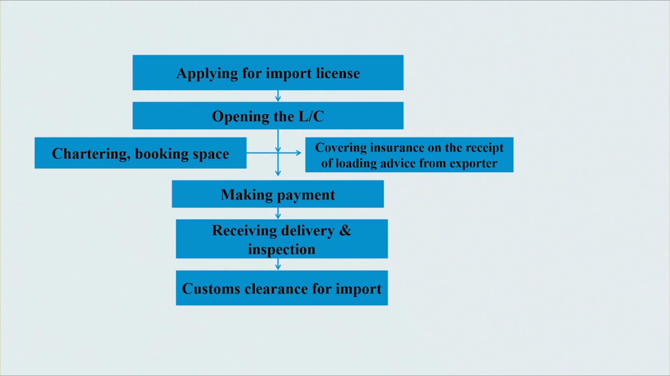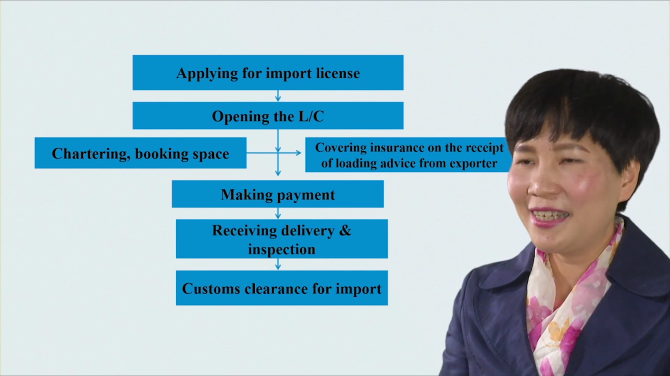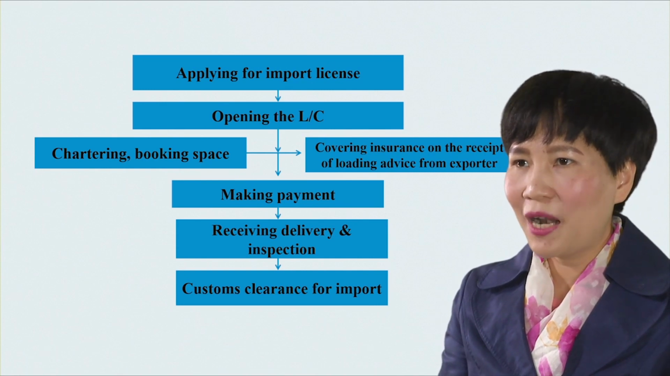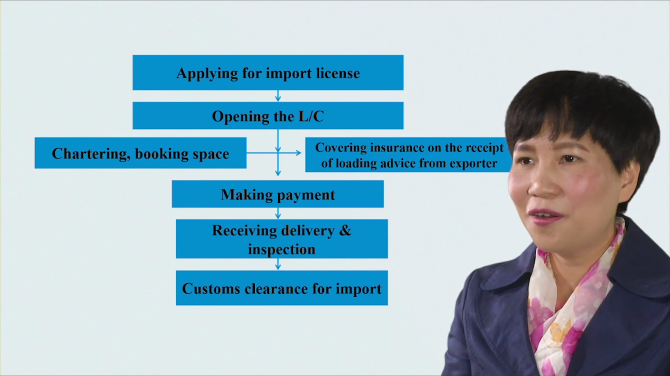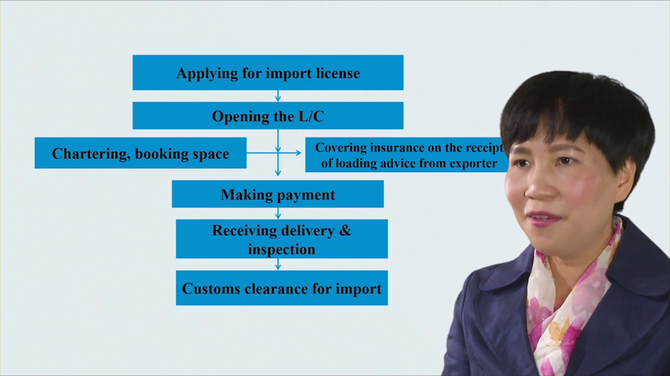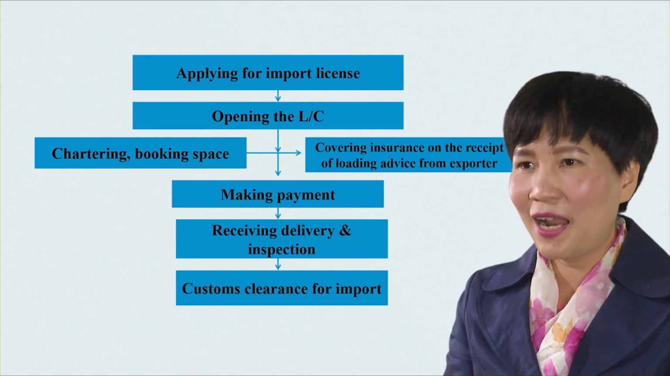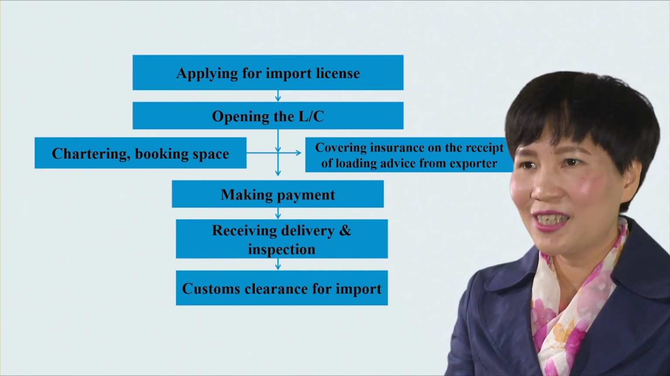The third stage is the performance of an import contract. First, apply for import license. Generally, the importer needs to apply for the import license from the authority after the contract is signed. Next, open the LC. If the payment is to be made by LC, the importer should apply for opening the LC at the issuing bank with the date stipulated in the contract, and then forward it to the exporter.